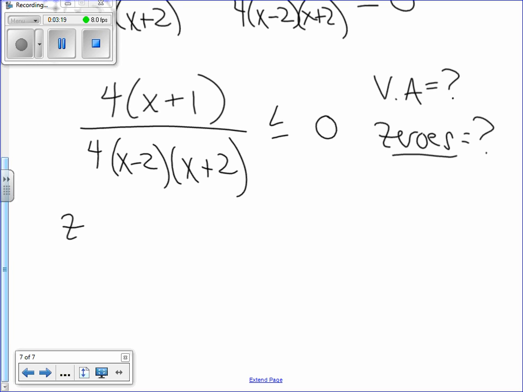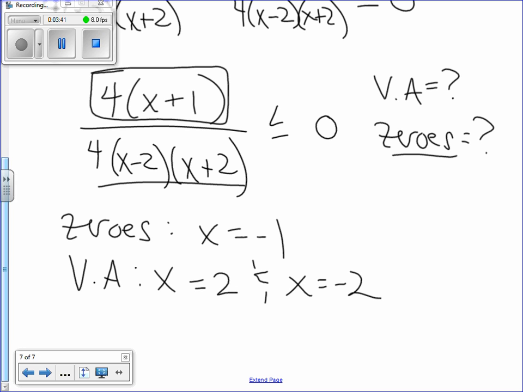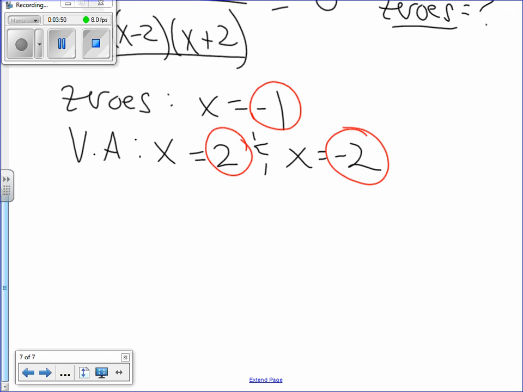Okay, so my zeros, again, the zeros of the numerator. When will this equal 0? When x equals -1. My vertical asymptotes: when will the denominator be 0? These are the zeros of the denominator, 2 and -2. So what I get from this are my 3, let's call them boundary points, for the intervals of my inequality.